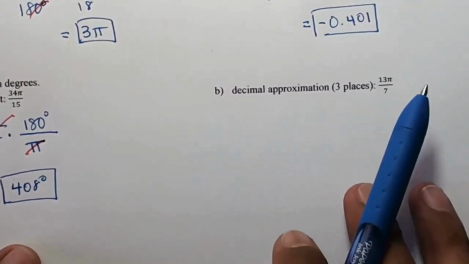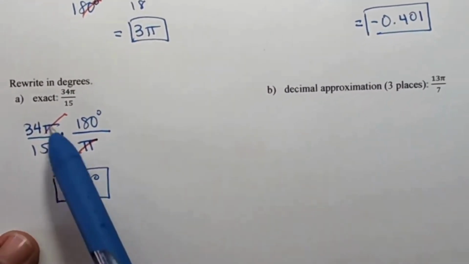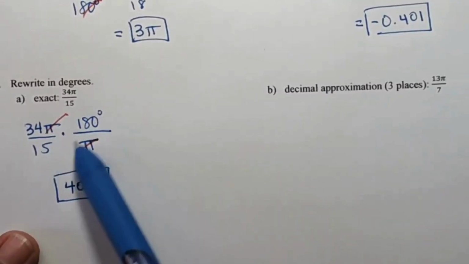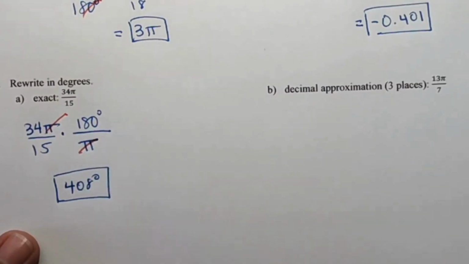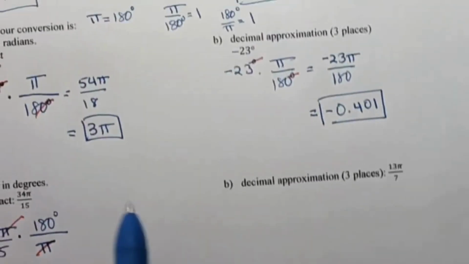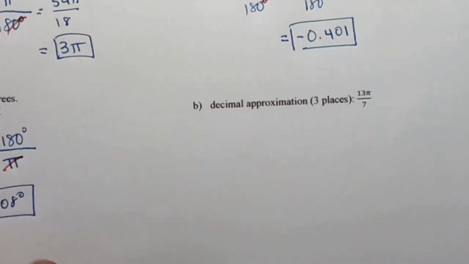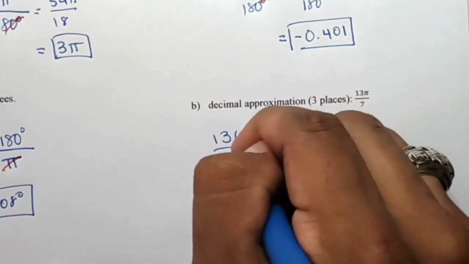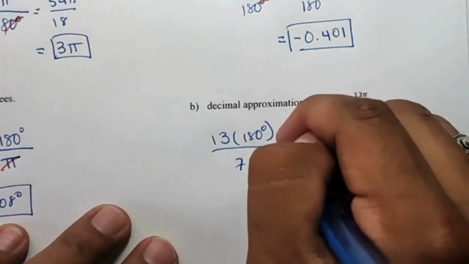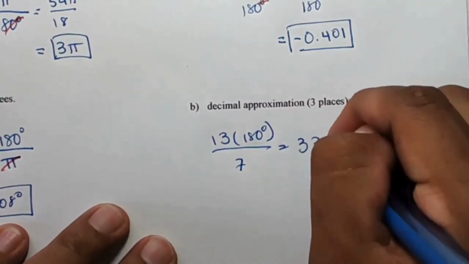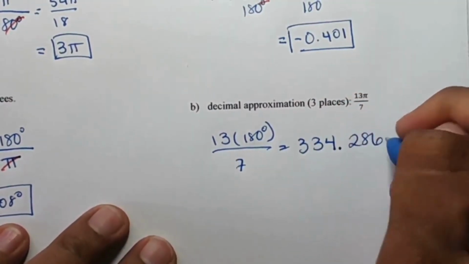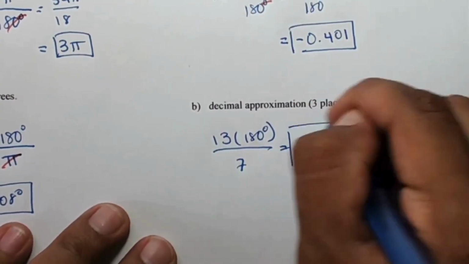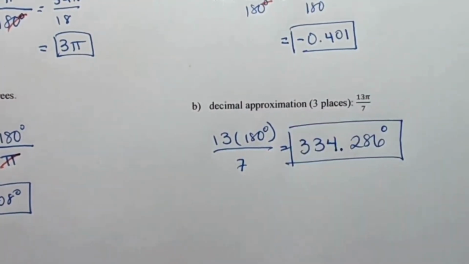So here's a decimal approximation of 1. Well, you could always multiply and do dimensional analysis and multiply by 180 over pi. Or, again, pi is 180 degrees. So something you could essentially do is just substitute pi with 180 degrees. So if you put this into the calculator and round to 3 decimal places, you actually get 334.286 degrees. And again, depending on the question, if you have a calculator, if you're even allowed one, just make sure that you're following directions.